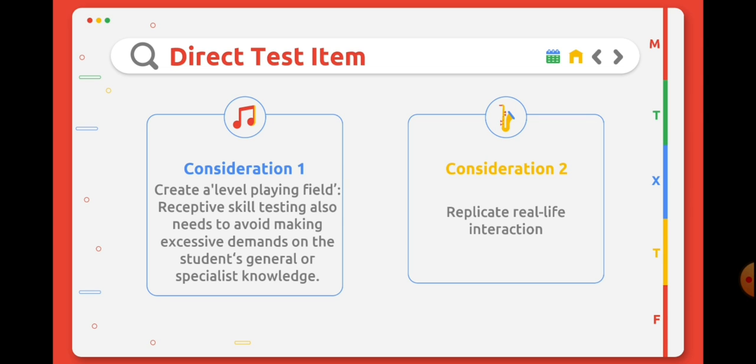When we are constructing direct test items, there are some aspects we need to take into account. The first one is to create a level playing field. Receptive skill testing also needs to avoid making excessive demands on the student's general or specialist knowledge. And the second consideration is to replicate real-life interaction.